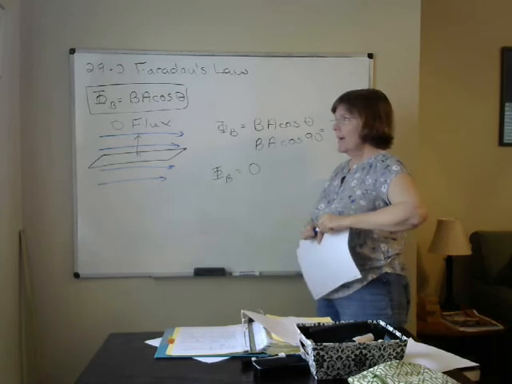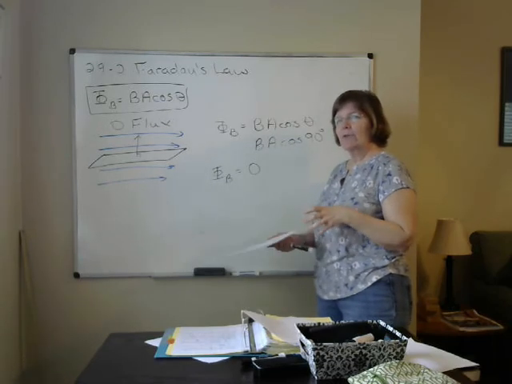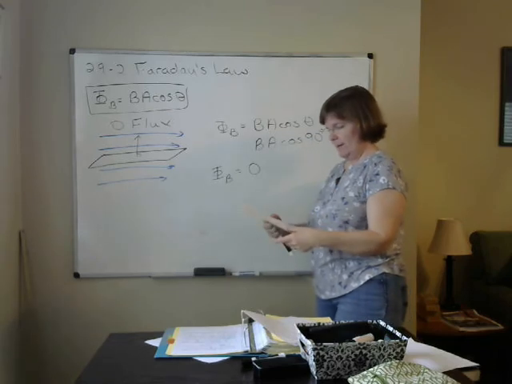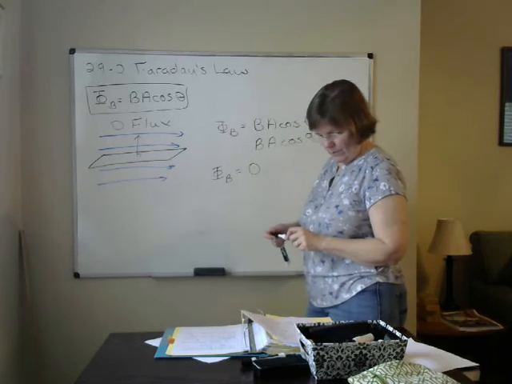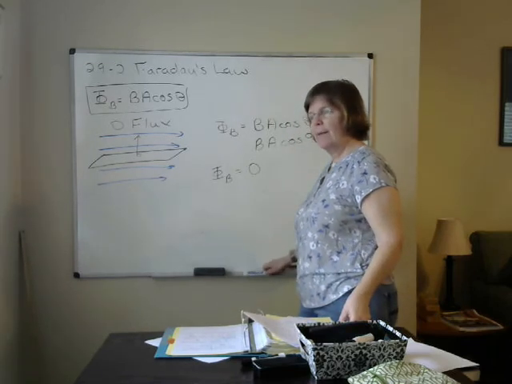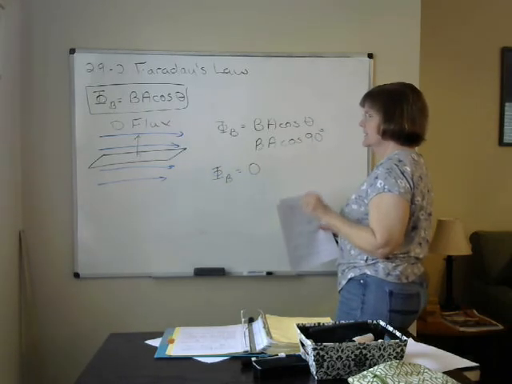So, magnetic flux is basically the product of the magnetic field through an area. Okay? The more lines of flux, or the more lines of that magnetic field you see passing through that area, the greater that magnetic flux is going to be.